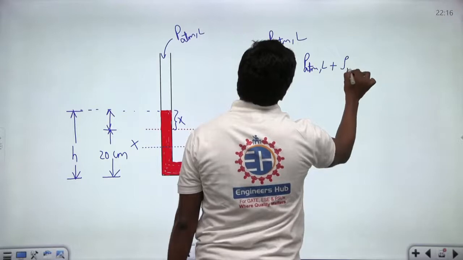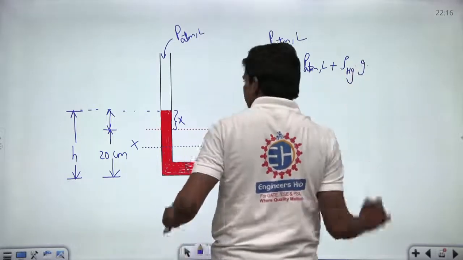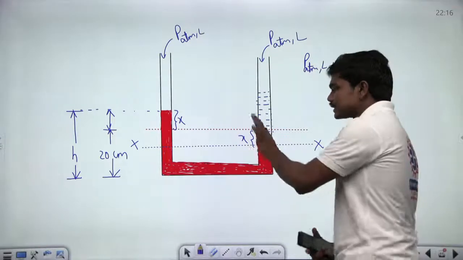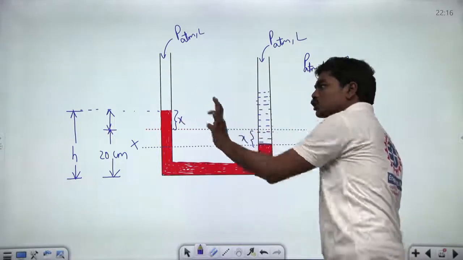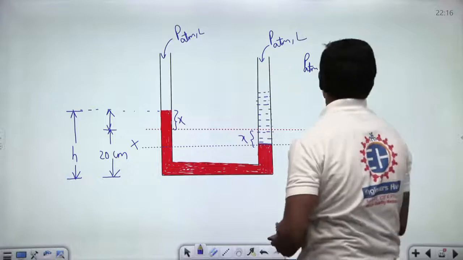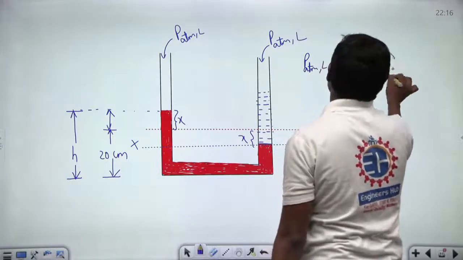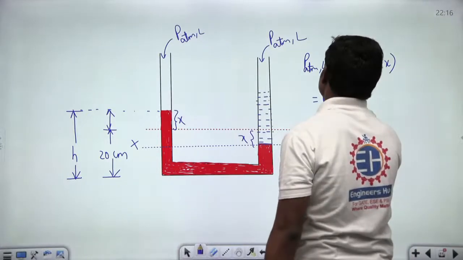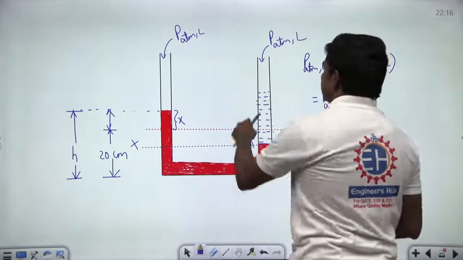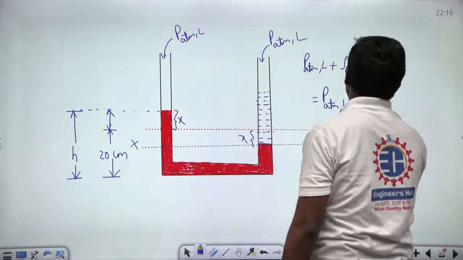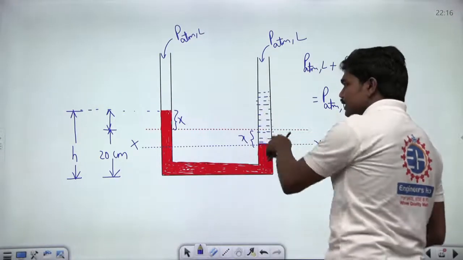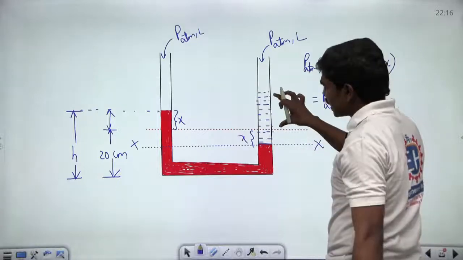Plus density of mercury into g into this mercury column, which is of height total 2x, correct, about this reference plane, because this length is x and this length is also x, so x plus x will give you 2x. This should be equal to, if you equate the pressure on the right hand limb, P atmospheric local again plus, since he is pouring some water, density of water into g into the total height of this water plus this x.